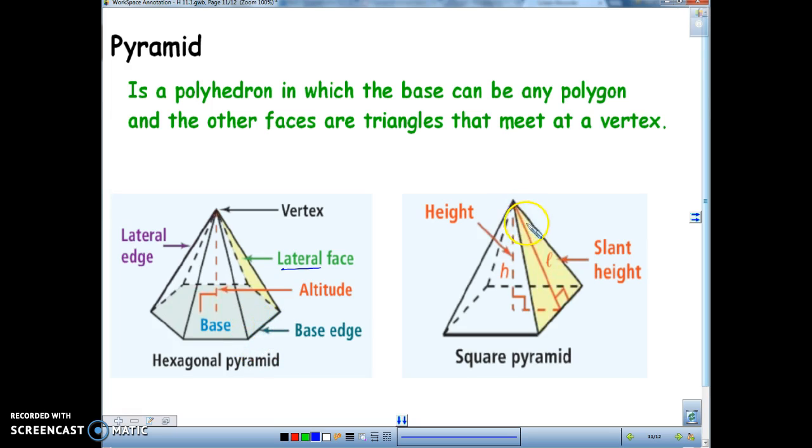Okay. One thing that you may see is called the slant height. The slant height measures the height of a side instead of the height of the pyramid itself. So you may be given the slant height and asked to solve for the height itself. And I'll show you how to do that.